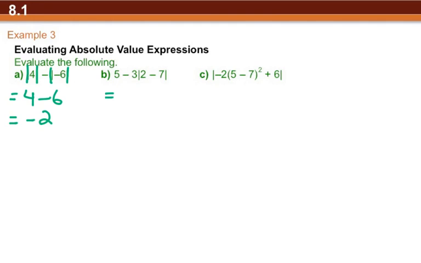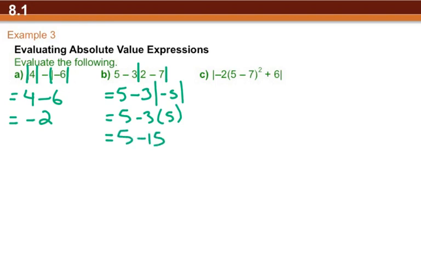With question B, we have the absolute value of 2 minus 7. To deal with that, think of the absolute values as a set of brackets. We need to do the work inside the brackets before we can do anything else. So we have 5 minus 3, absolute value of negative 5, which would give us 5 minus 3 times positive 5. Since we've taken the absolute value of negative 5, that is 5. Keeping order of operations in mind, we need to do the multiplying first, so 5 minus 15, final answer, negative 10.